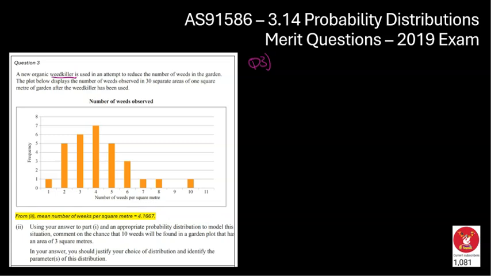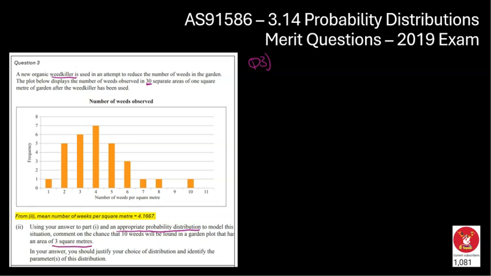Okay, so I'm now on to question number 3, and we've got an organic weed killer attempted to reduce the number of weeds in a particular garden, and we've got 30 separate 1 square meter plots recorded in the starter here. From a previous question, you would have calculated the mean to be 4.1667. Using your answer in part I, and an appropriate distribution, so we're going to need to figure out what distribution to use, comment on the chance that 10 weeds will be found in a plot that is 3 square meters.